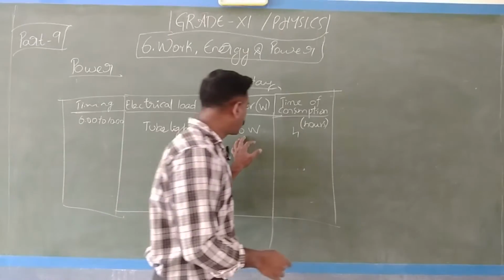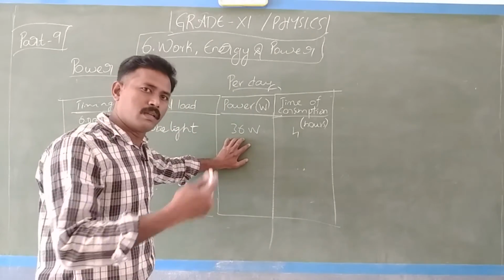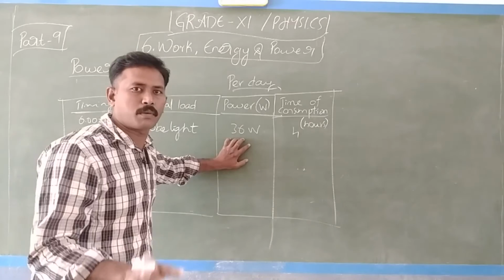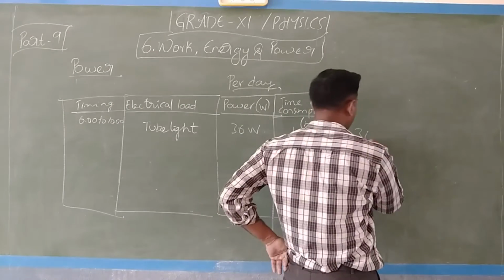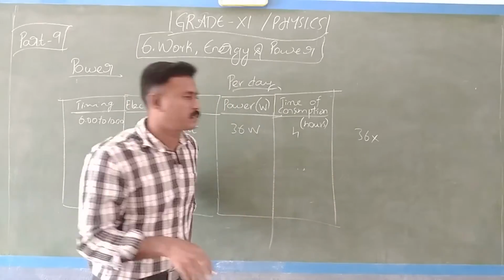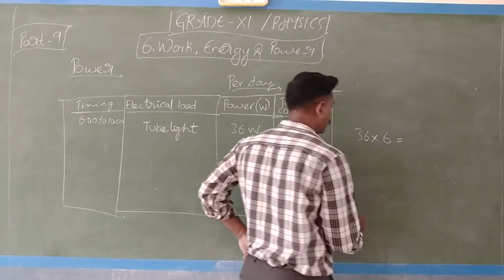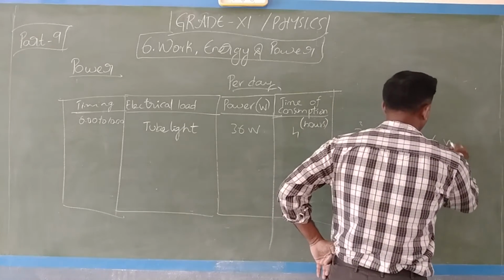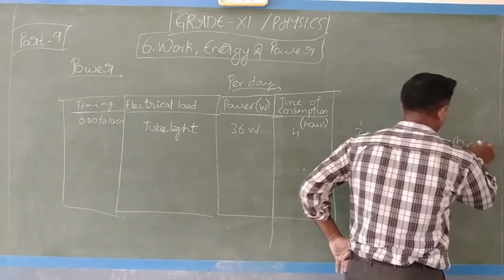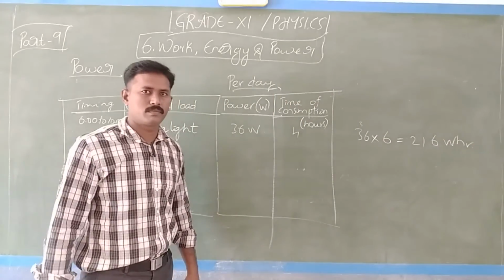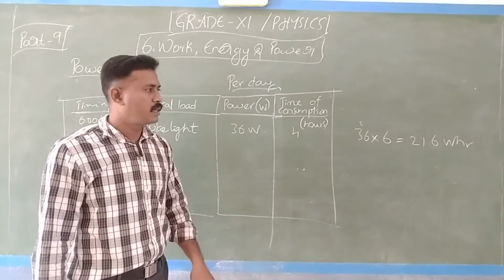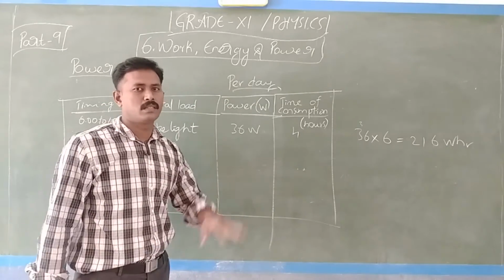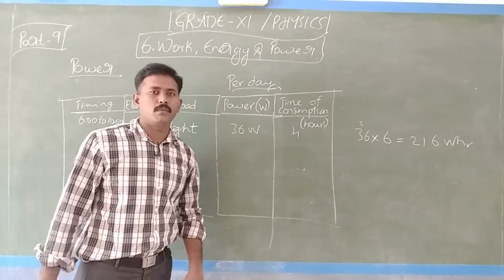You see, in the morning at 6 o'clock we switch on the tube light, but we do not switch it off until 12. So how much is 36 into 6 hours, 6 to 12? 216 watt hour. If you do this for 4 to 5 days, 1 unit will be reached. Unwanted, so much electricity you will be consuming.